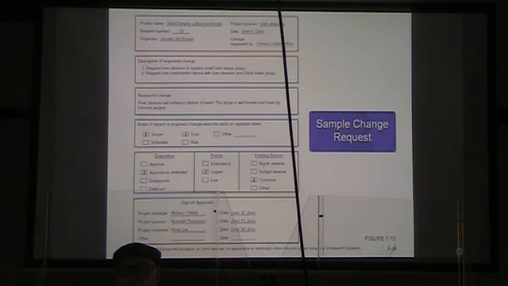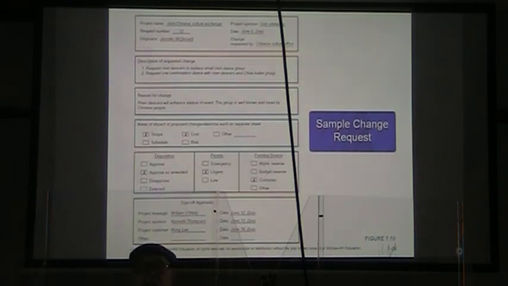All right, so here we have a possible sample change request form. It's the Irish-Chinese Culture Exchange. It has a request number. It is originated by Jennifer MacDonald, sponsored by the Irish Embassy, the date, and who was this change requested by? And that is the Chinese Culture Office in this case.